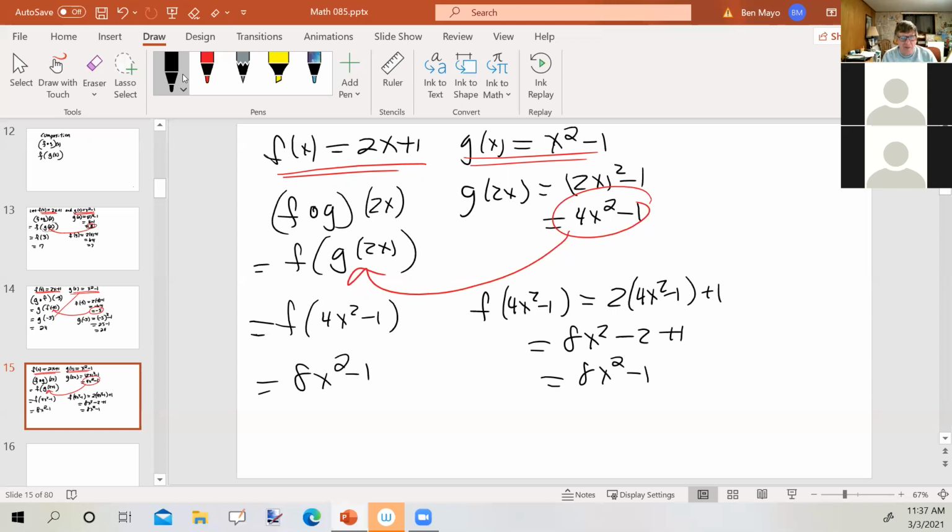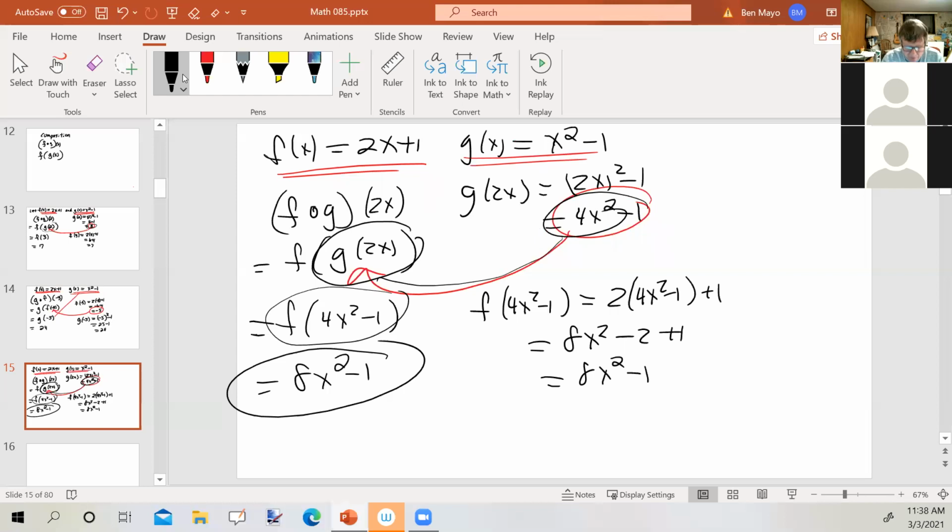Any questions about that? A little trickier to follow here, but again, we evaluate g of 2x, we get the answer, we plug that back in, evaluate f of that, f of 4x squared minus 1 to get our final answer. So there's a specific order that we do things in.